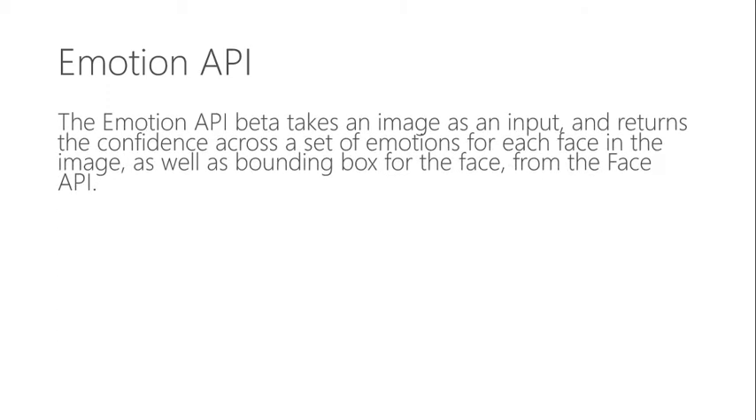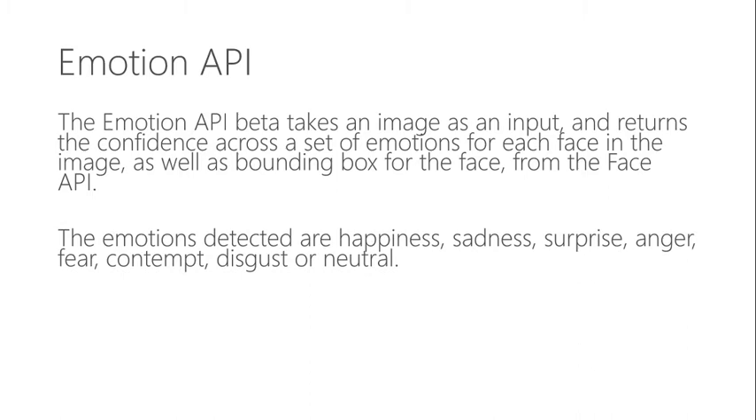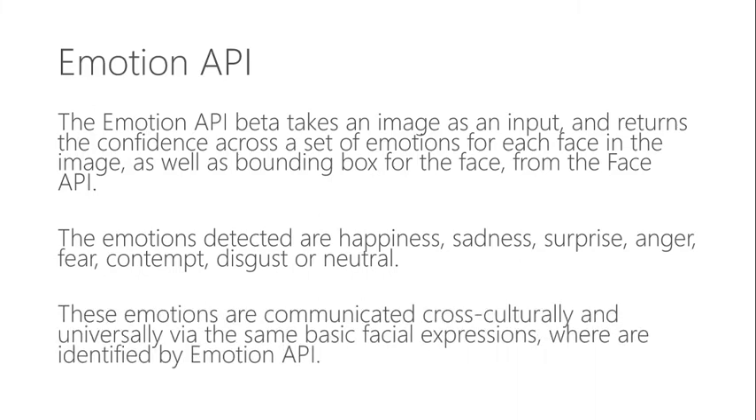For the Emotion API, it takes an image as an input and returns the confidence across a set of emotions for each face in the image, as well as a bounding box for the face from the Face API. The emotions detected are happiness, sadness, surprise, anger, fear, contempt, disgust, or neutral. These emotions are communicated cross-culturally and universally via the same basic facial expressions, which are identified by the Emotion API.